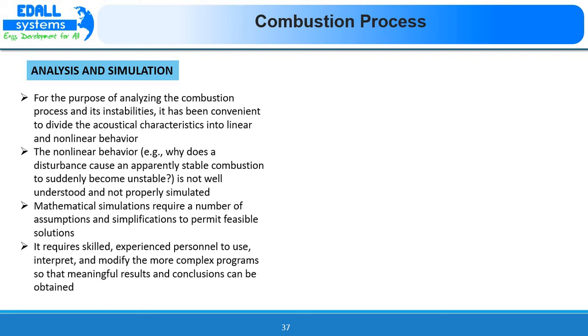So linear analysis can be done with the computer simulations available today, but the non-linear behavior, for example, why does a turbulence cause an apparently stable combustion to suddenly become unstable, is not well understood and not properly simulated yet. To analyze this non-linear behavior, mathematical simulations require a number of assumptions and simplifications to permit feasible solutions. Good models exist for relatively simple phenomena such as droplets of a propellant vaporizing and burning in a gaseous atmosphere, or the steady-state flow of gases with heat release from the chemical reaction.